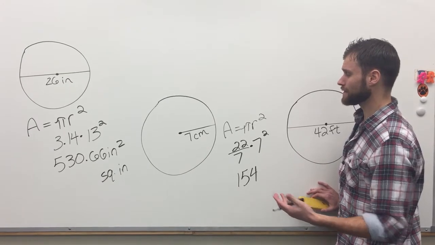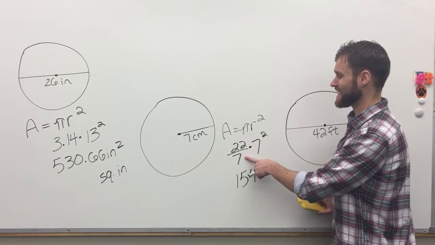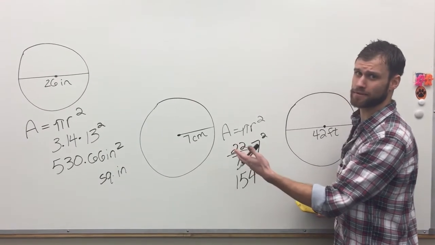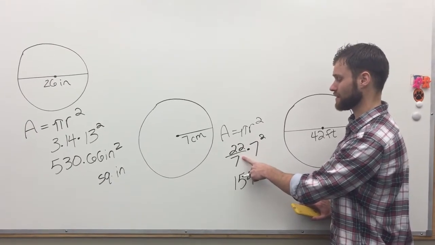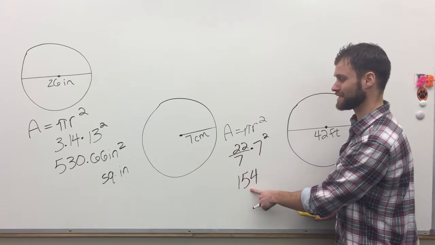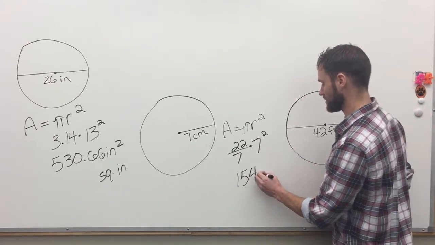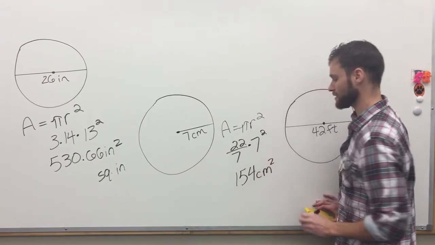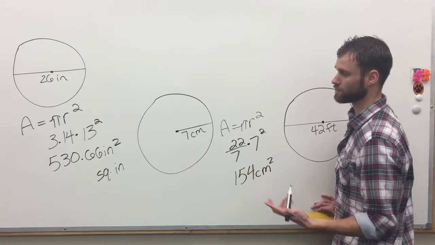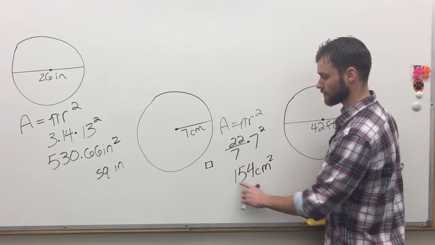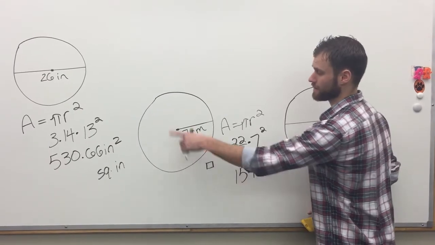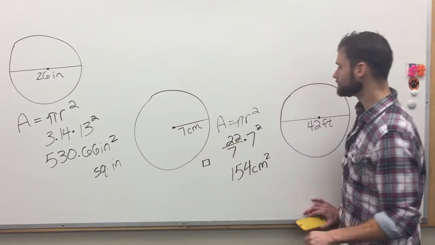So even though 22/7 is not exact, you can't have a fraction that exactly represents pi, this is the closest estimate that we can come up with, and it gets us a nice, easy whole number for an answer. So this would be 154 centimeters squared, which means it would take exactly 154 square centimeters to fill the inside of this circle.